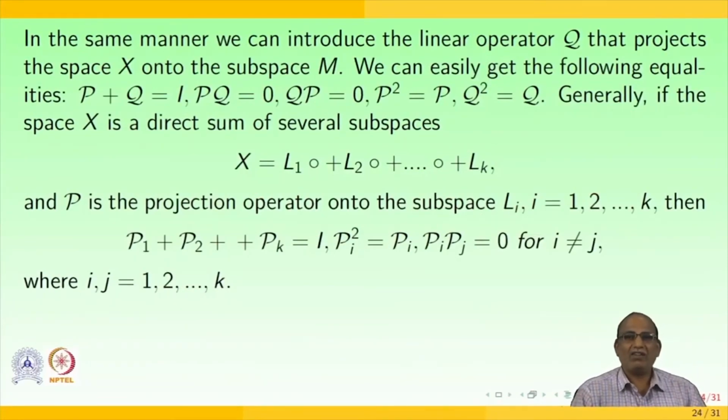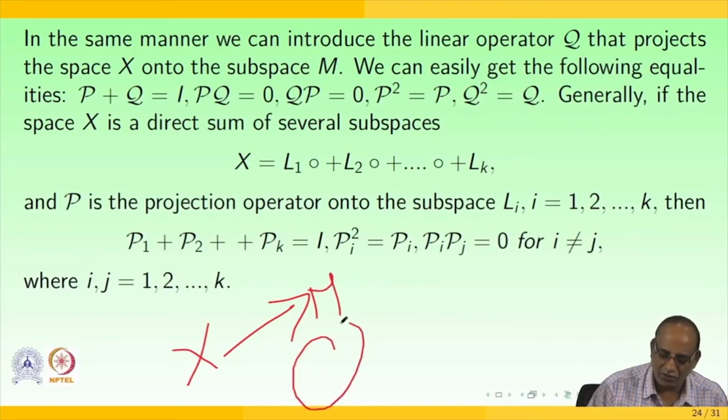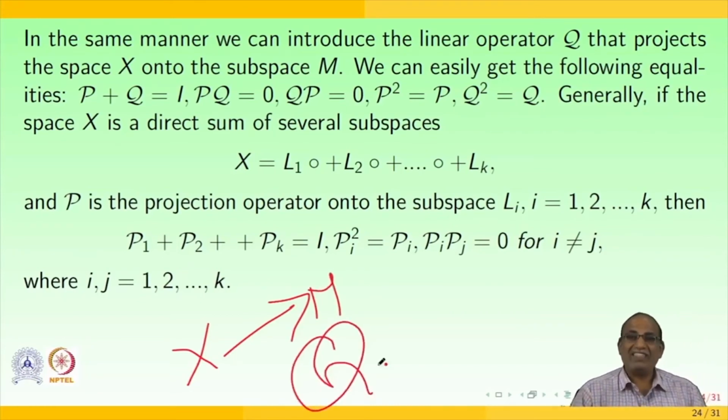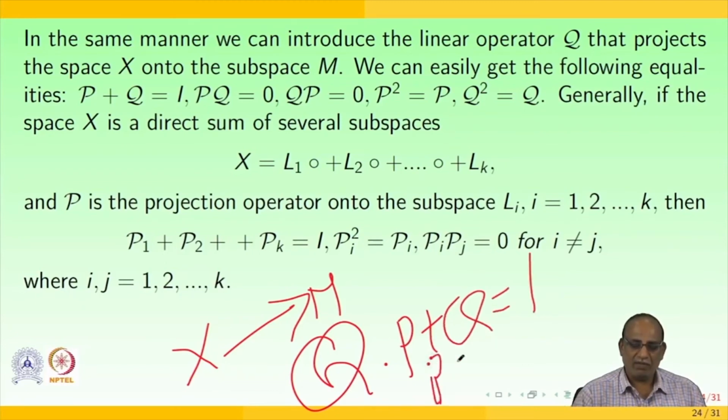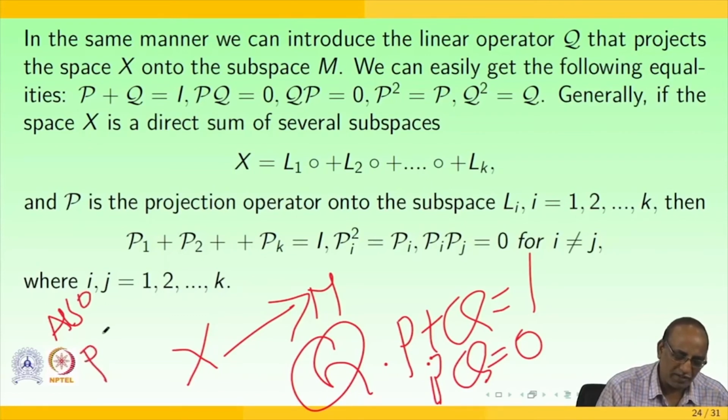In the same manner, we can introduce the linear operator Q. Q is the linear operator that projects the space X onto the space capital M. That means x is projected to capital M, and the operator is called Q. We can easily get the following equalities: P plus Q is equal to I, and P multiplied with Q is equal to 0. Also, P squared is equal to P and Q squared is equal to Q.